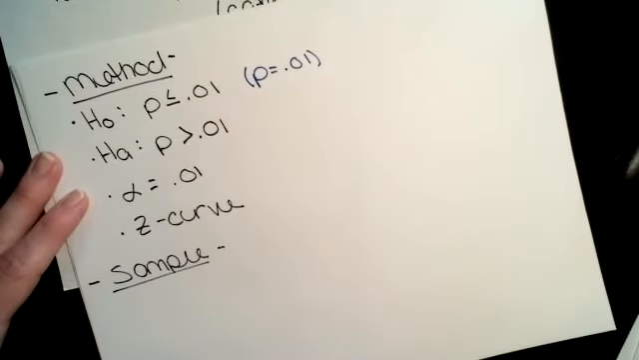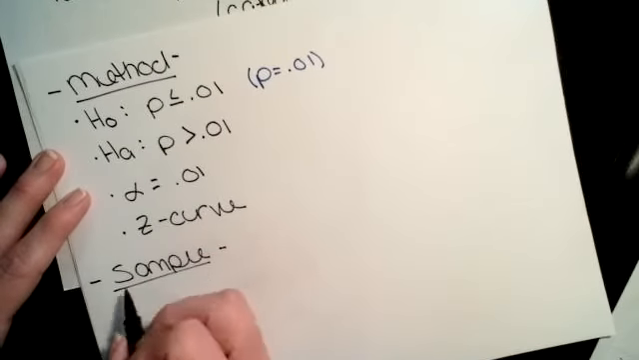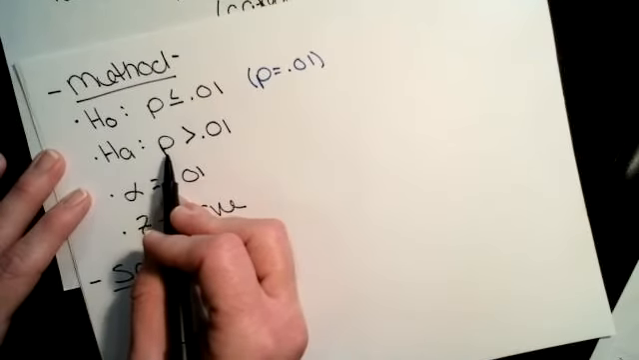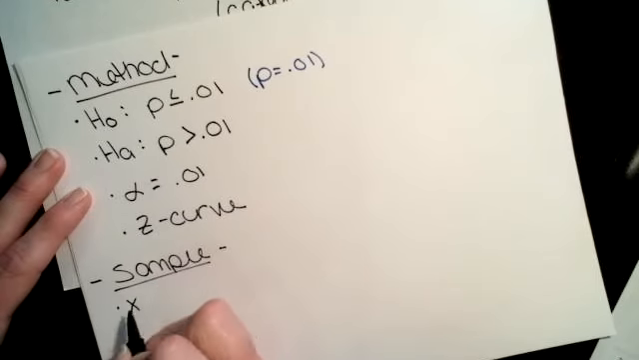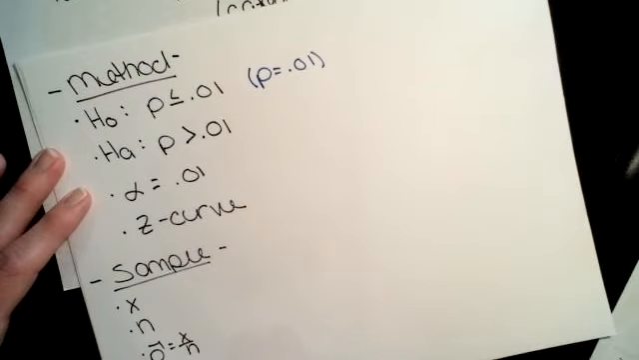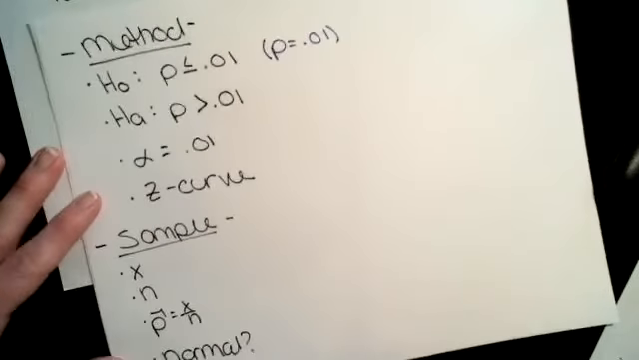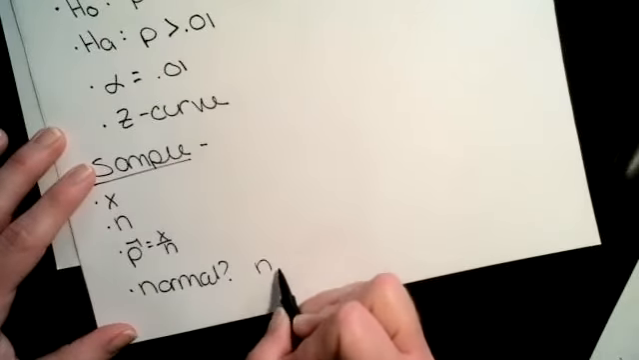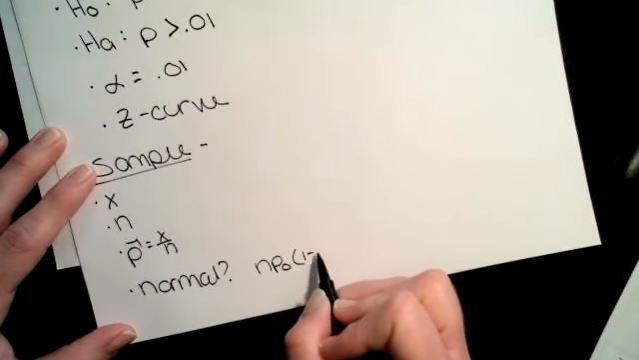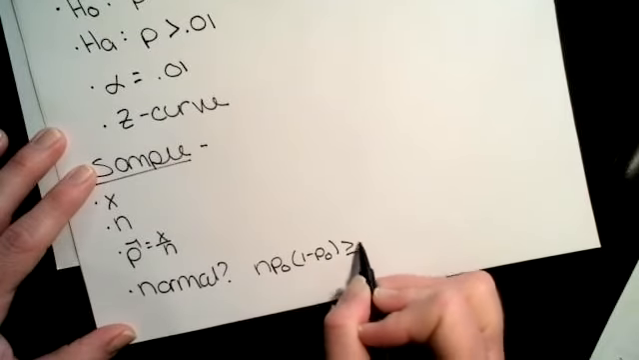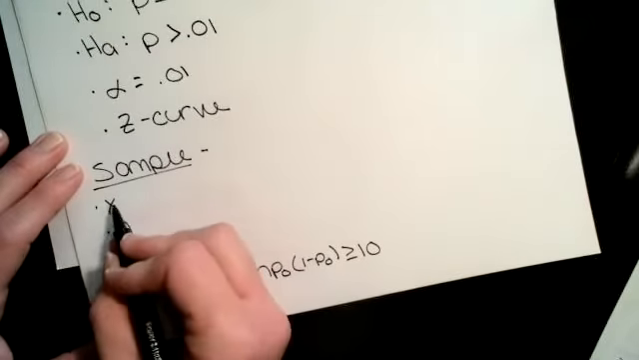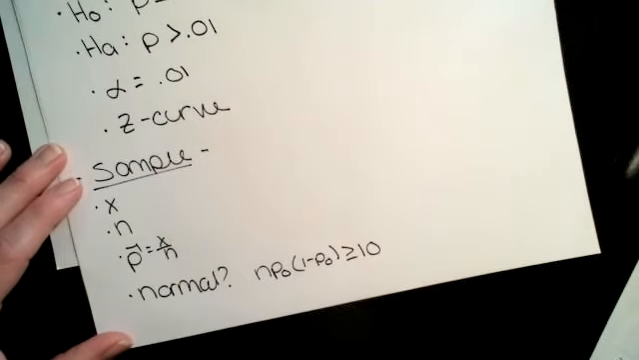So remember the sample step's like the easy one, something we're already used to. If we're studying categorical data proportions, this is where we need X, N, P hat, which is X divided by N, and I need to check for normality. I only check for normality one way, which is N times P naught times 1 minus P naught is greater than or equal to 10. So let's go ahead and read this sample and see what it says.